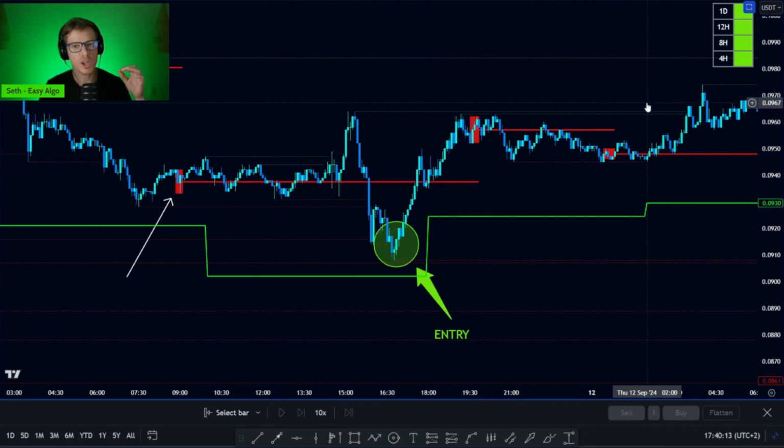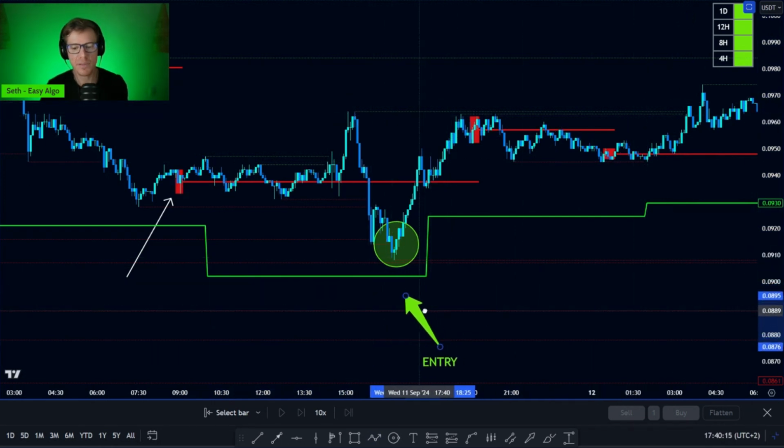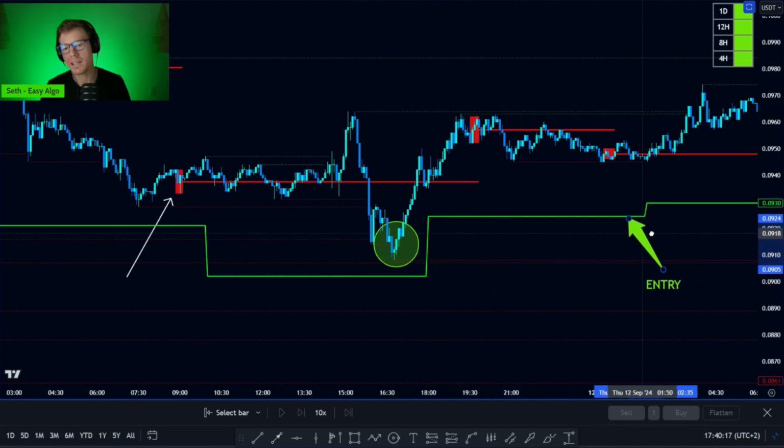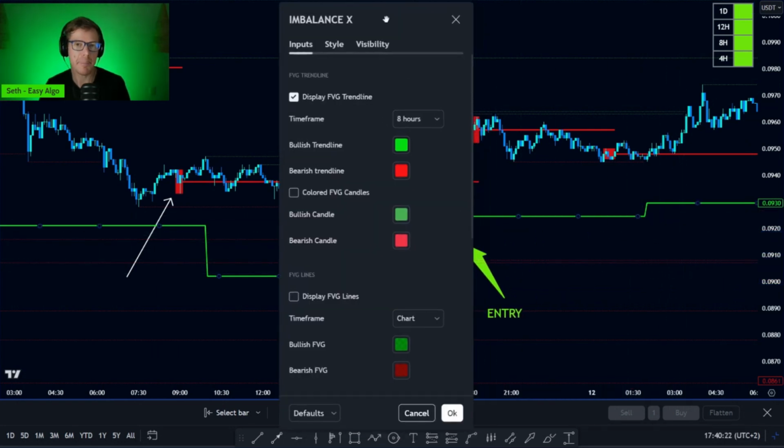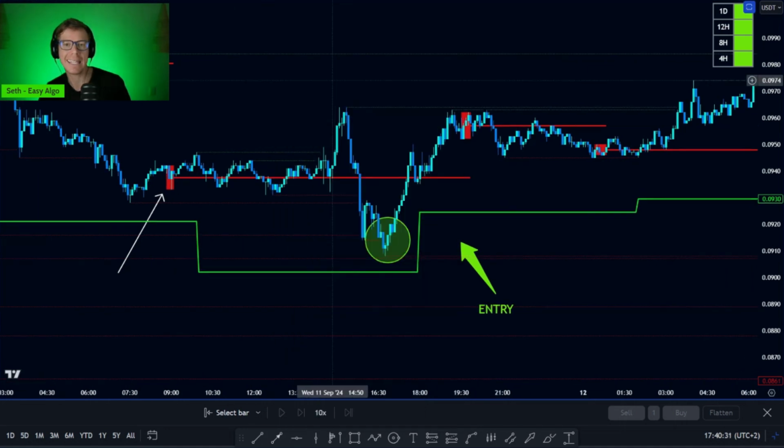So once we've determined our higher time frame bias, you can see over here, you can see this green line. This is the green fair value gap that's based on the 8-hour time frame. Guys, Imbalance X is a multi-time frame fair value gap detector. So we can set it to be on the 8 hours, which can keep you in alignment with the trend direction.